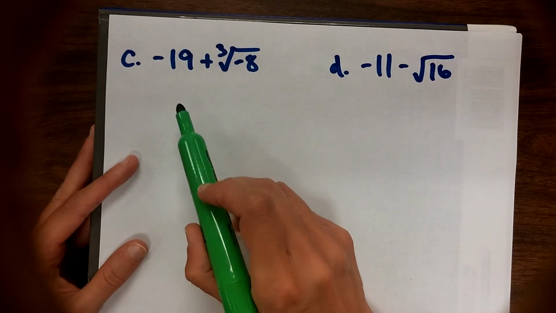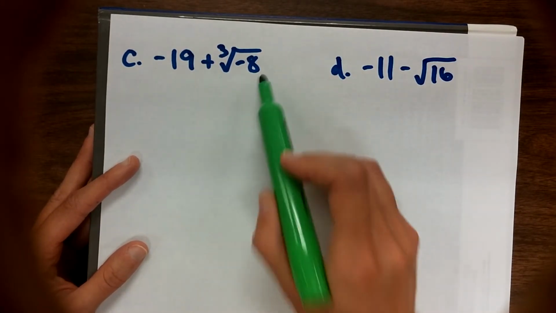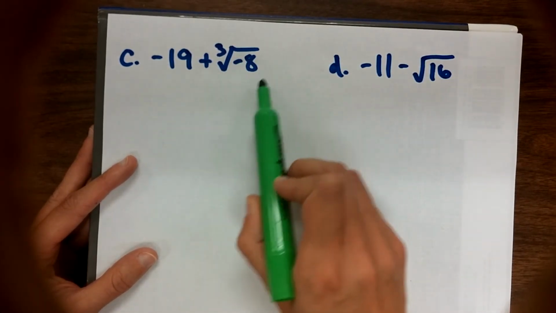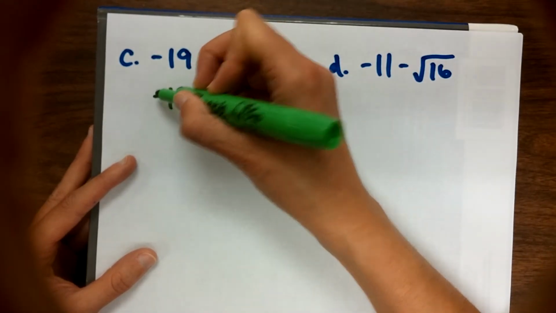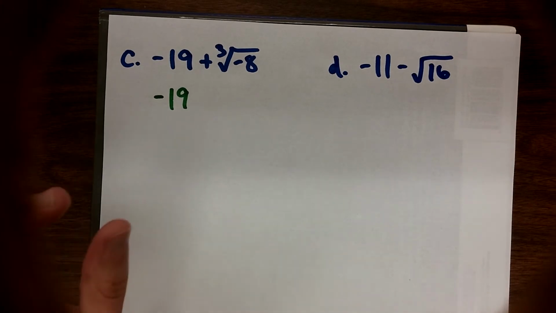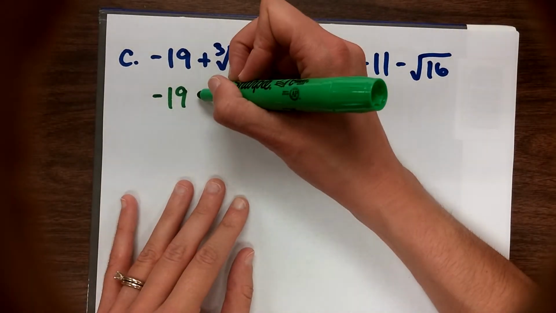So for part C, we have negative 19 plus the third root, which we call the cube root of negative 8. We need to evaluate the root before we do the adding. Roots are kind of like exponents. So if you think about PEMDAS, the E is for exponent. Roots are actually a part of that too. They go along with exponents.